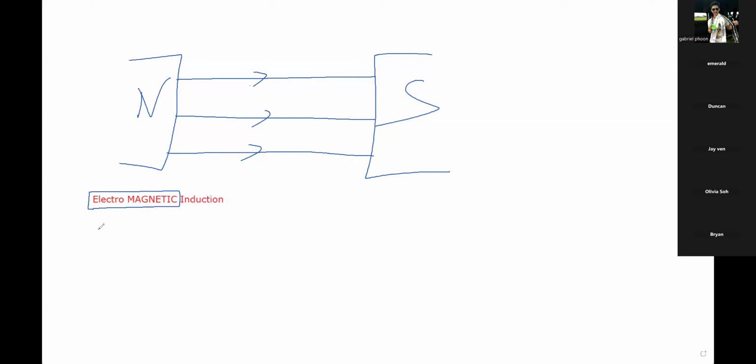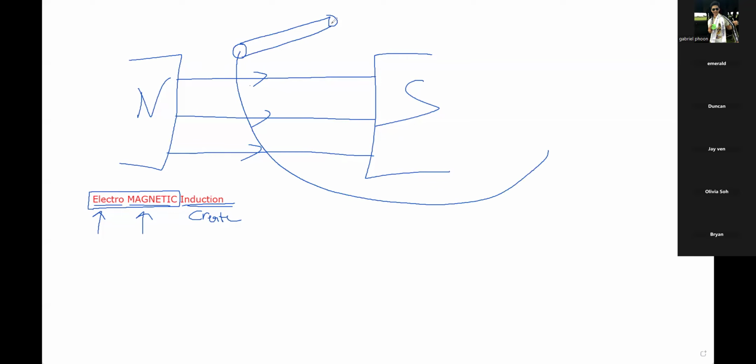Electromagnetic induction is basically to create electricity with the help of magnets. Induction is to create, right? So we're creating electricity with the help of magnets. How do we do that? We just need a magnet, preferably a strong one, and a conducting pole. It could be any metal pole, which can be connected to a very small LED.